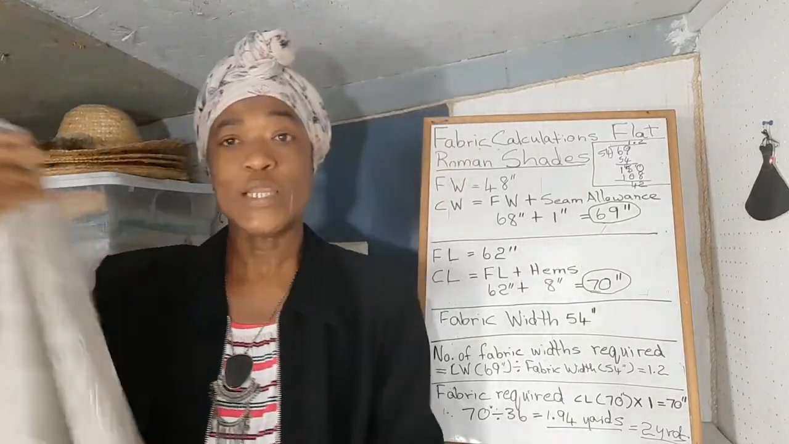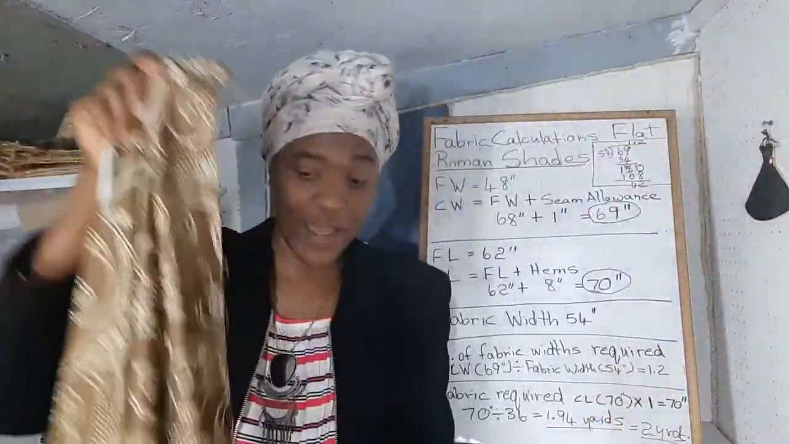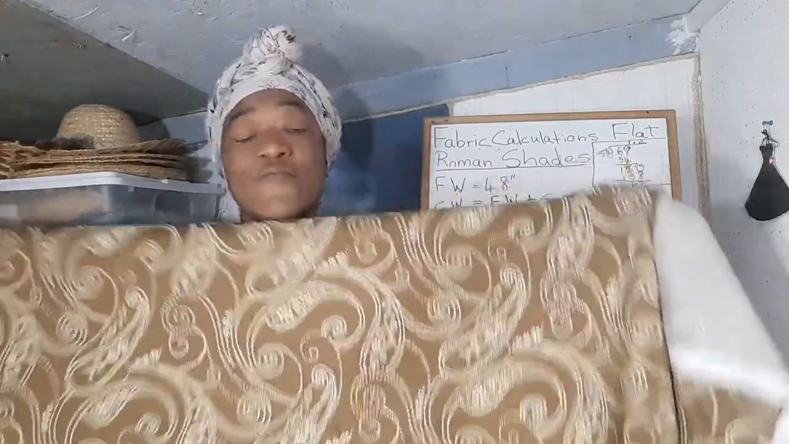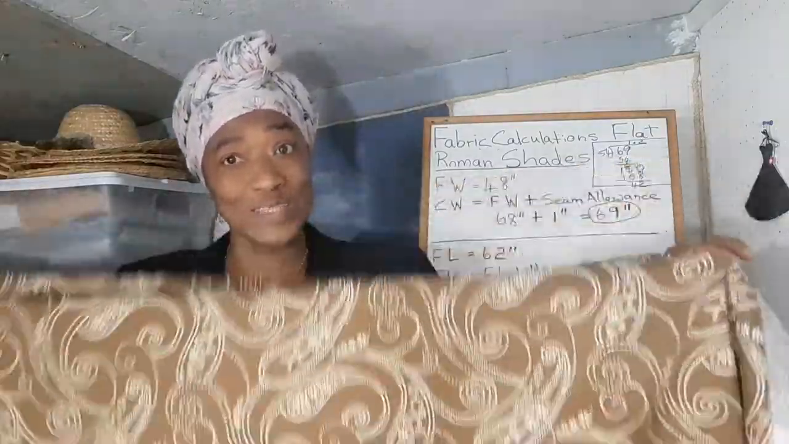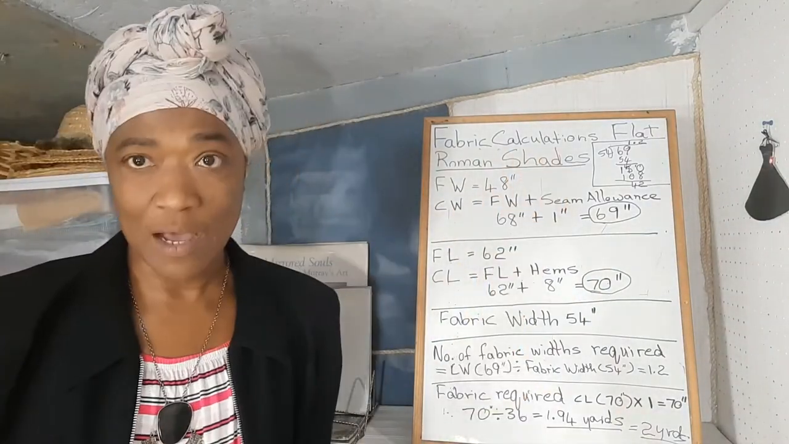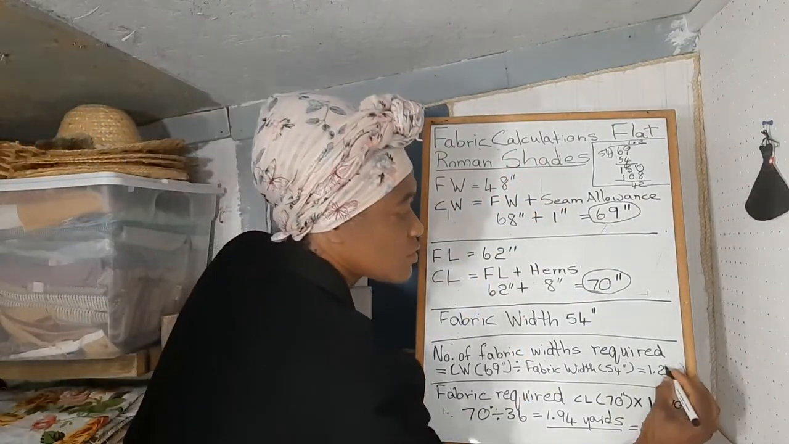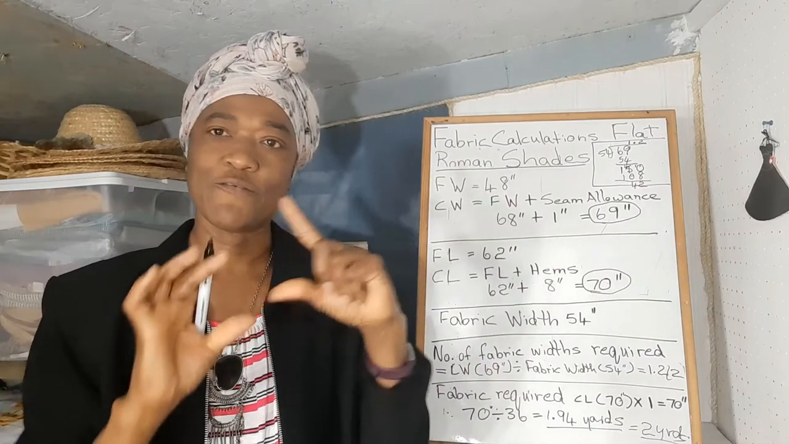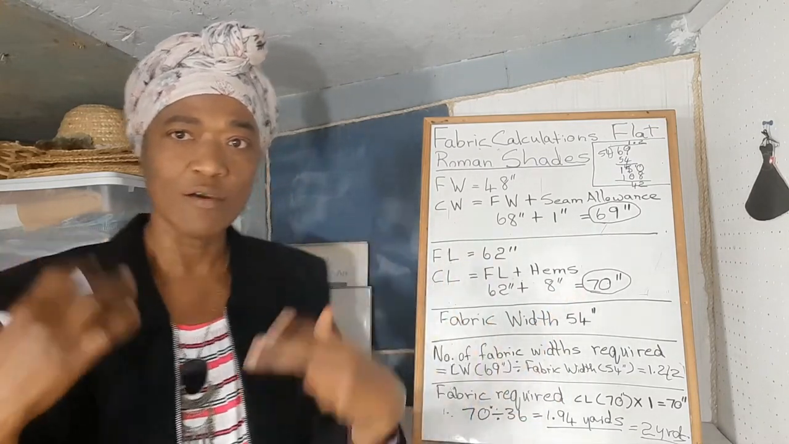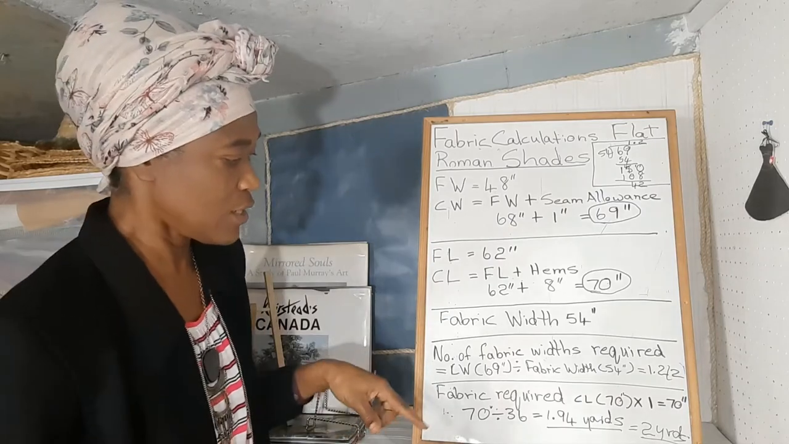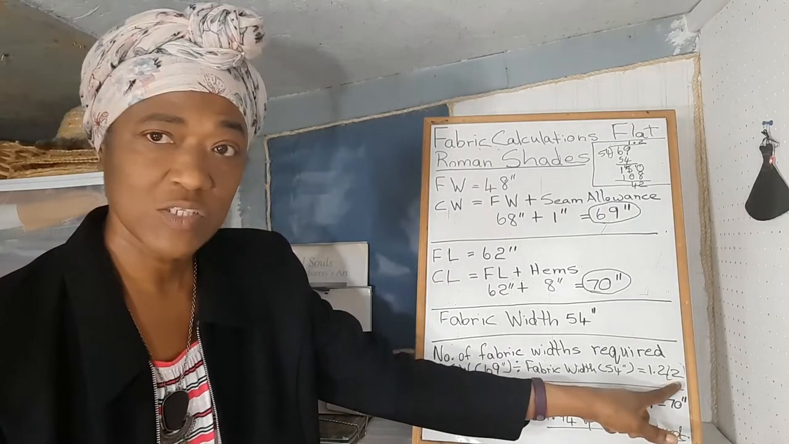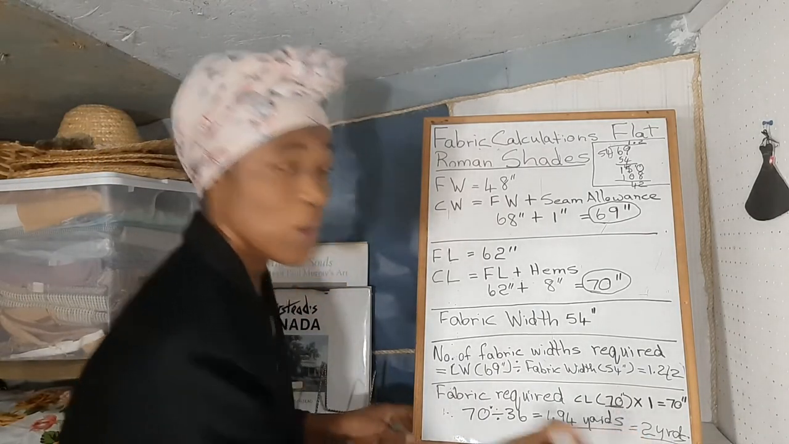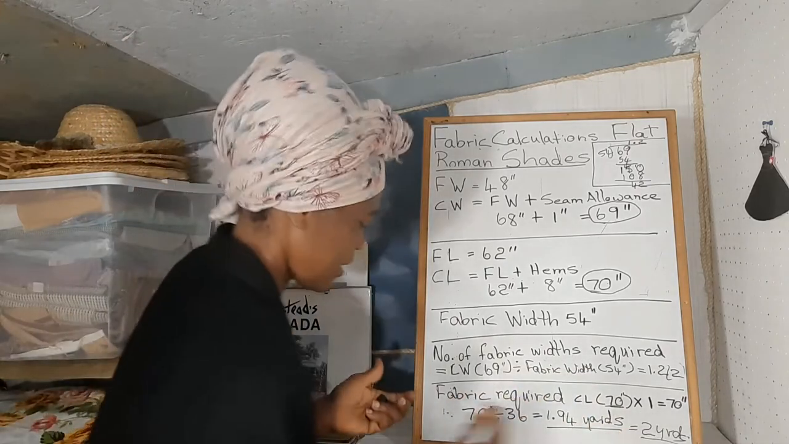Fabric is only sold in full widths right across. So we can't use 1.2 widths because fabric is only sold in full widths. So we have to round that up from 1.2 to 2 widths of fabric. So we will need 2 widths of 54 inch fabric for our calculation. So here we will take this 2 widths that we need. And we will multiply our length, which is 70 inches, by 2.